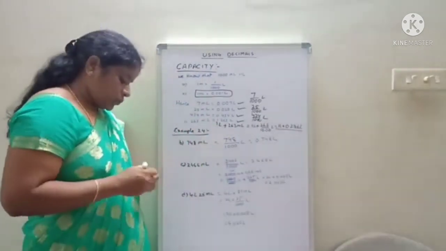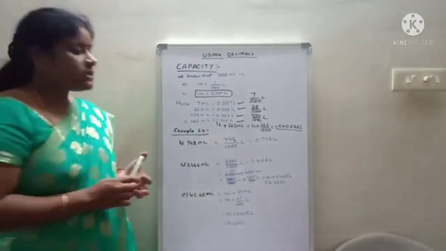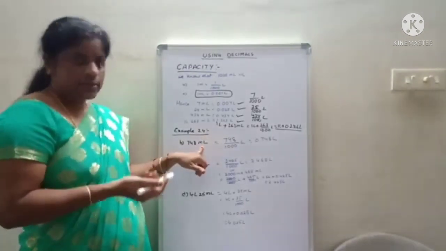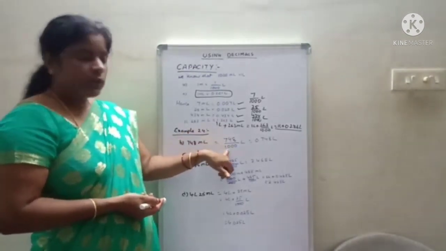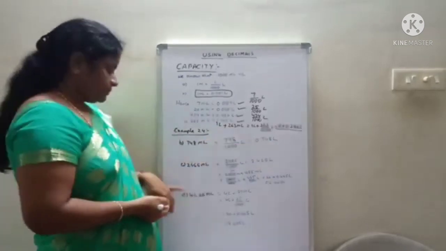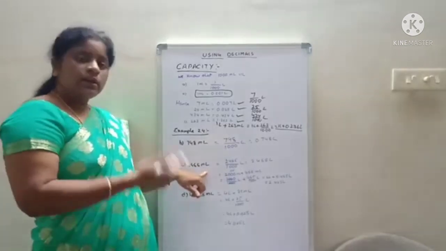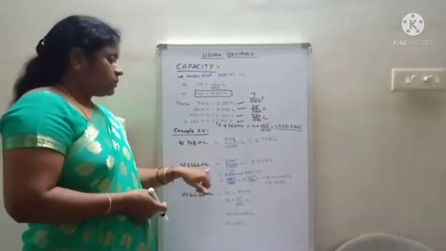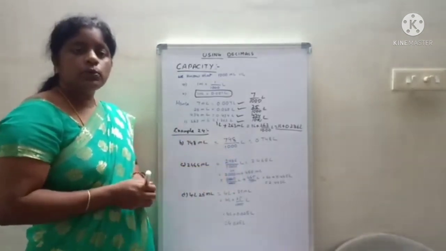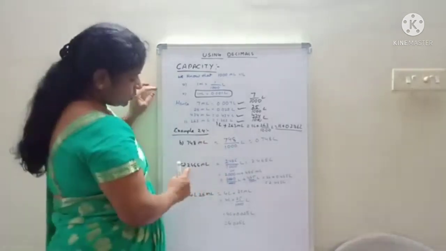Example 24. Express the following in liters using decimals. 748 ml is given. Convert into liters: 748 by 1000. Keep in decimals, so 0.748 liters. 2465 ml is given. You can do the shortcut way: 2465 by 1000 liters, you can keep the decimal point, 2.465 liters. Or you can do it like this.